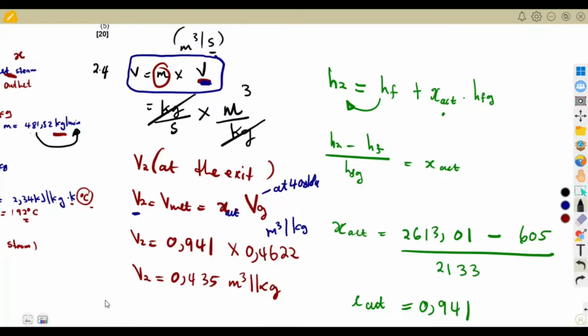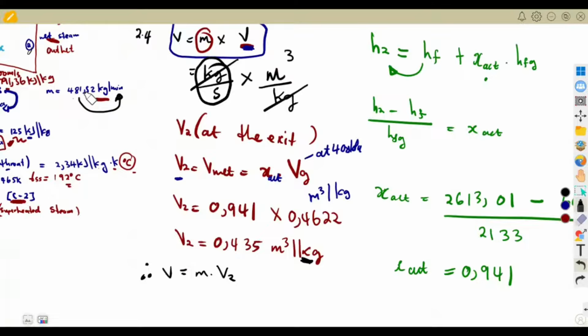Okay. So that's why I said, in order for you to calculate the flow rate, which is this one, in cubic meters per second, we have to cancel by the mass, which is in kilograms, because the mass is the only part that has got kilograms. But that mass is supposed to be in kilograms per second. So we are now using our formula, mass times volume. So it's going to be mass times V2.